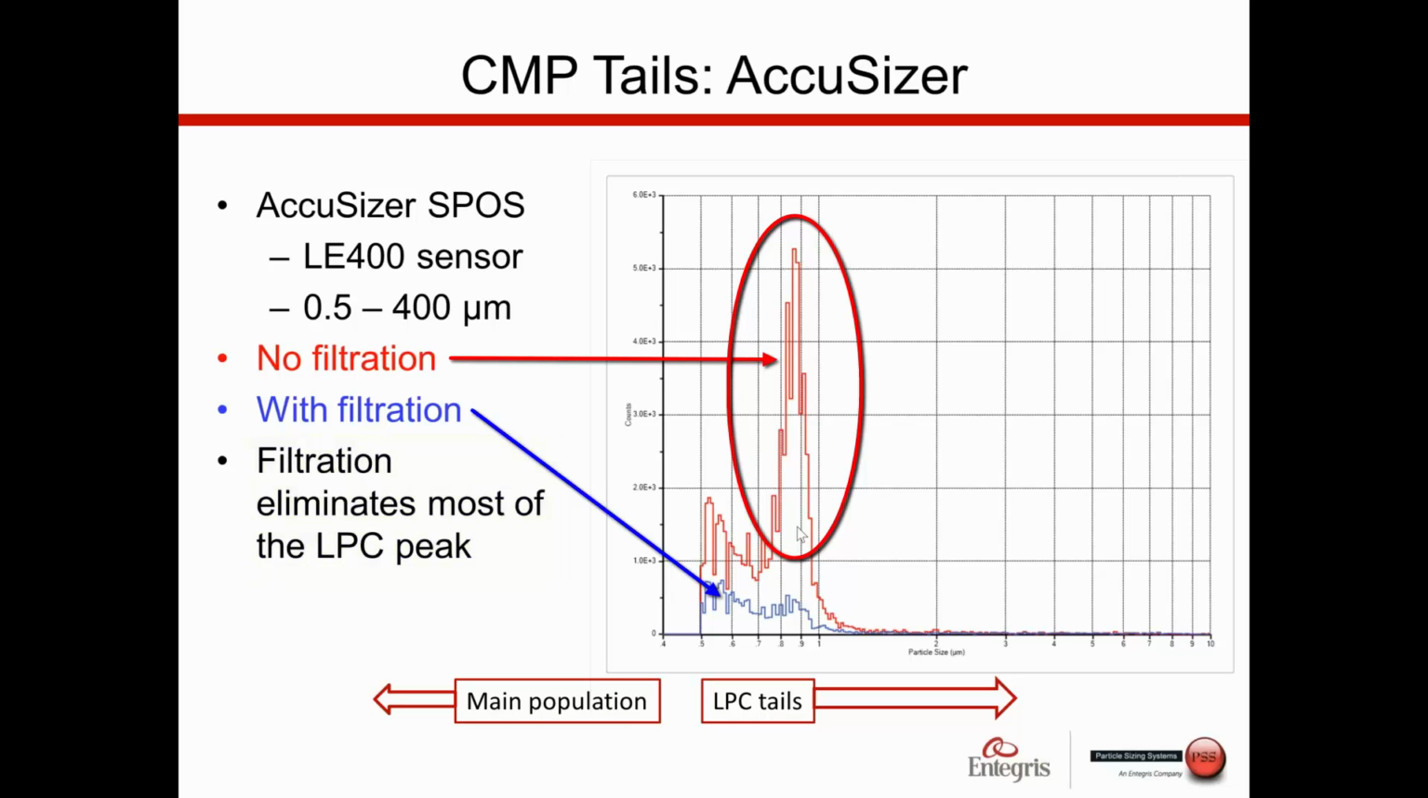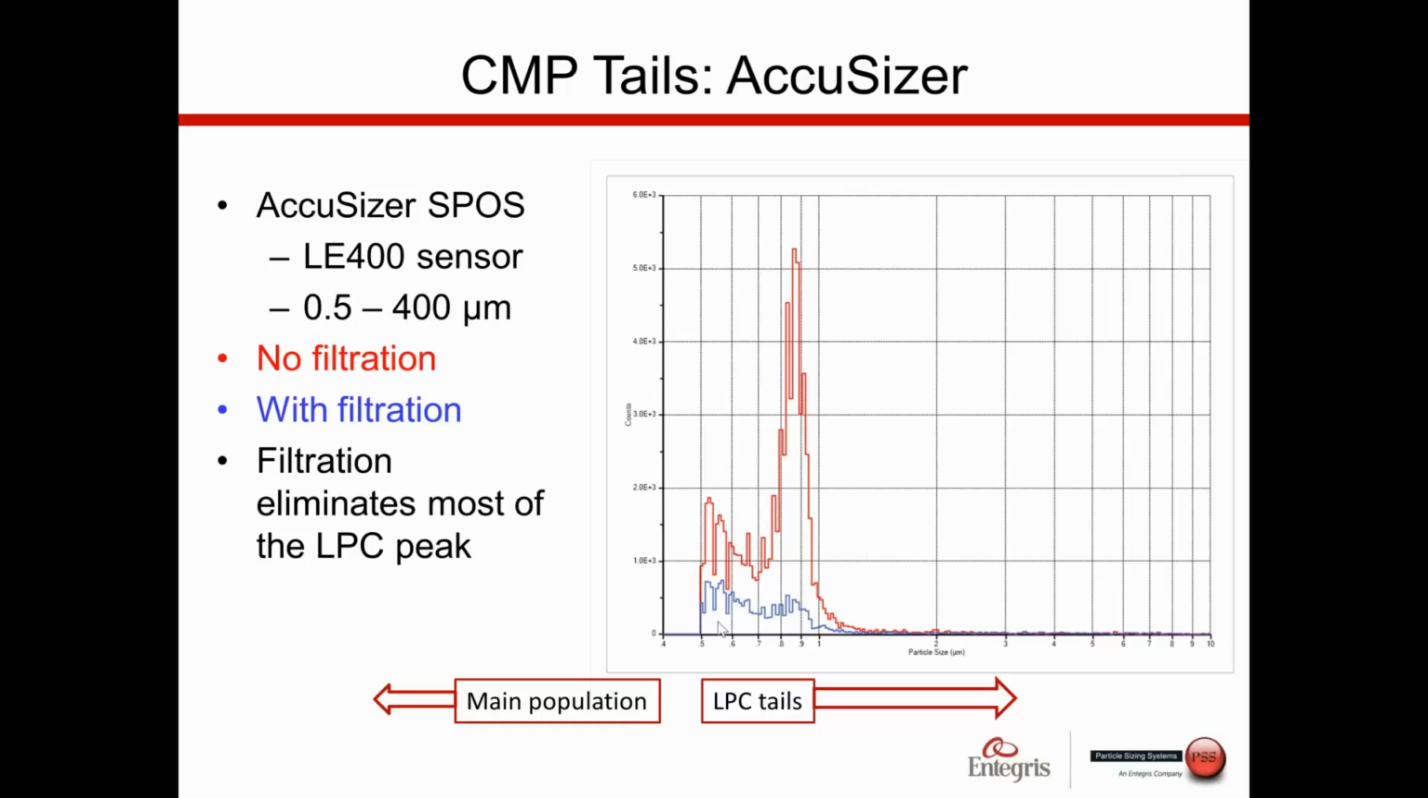So this is what we're going to use the AccuSizer for, is the sensitivity to these larger particle tails. Here we're looking greater than 0.5 microns, and we'll see various results where we're looking greater than 0.5 or greater than 1 micron, and looking for these tails, which is really what affects the yield or can cause the scratches on the surface of the wafers.